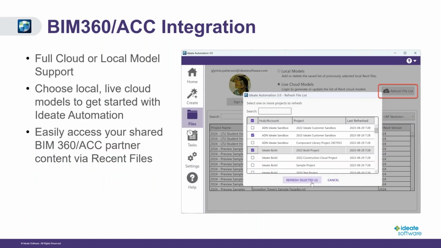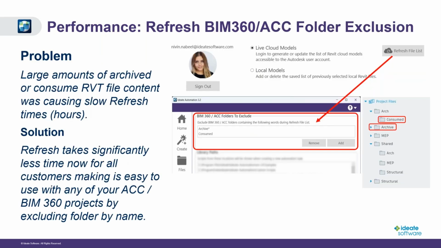So in order to do this publishing, you actually need to set up a BIM 360 ACC integration. This allows you to basically access, choose your local and live cloud models. For the live cloud models, in order for you to publish, this is the only task that requires this. If that's something that you're looking to do, you need to set up your integration. More information about that was on that homepage.